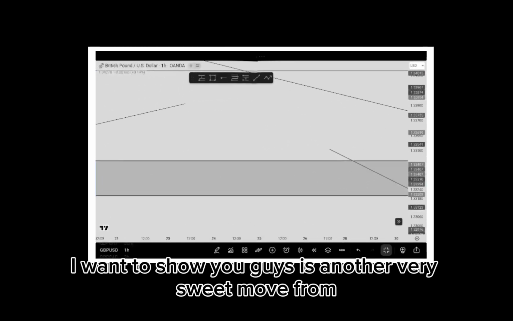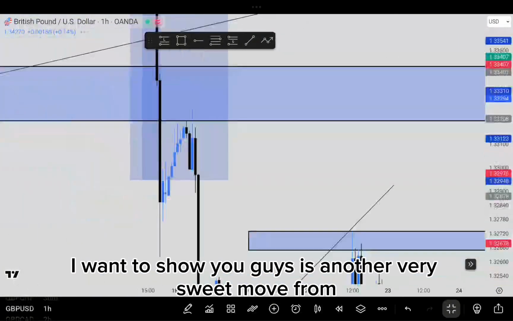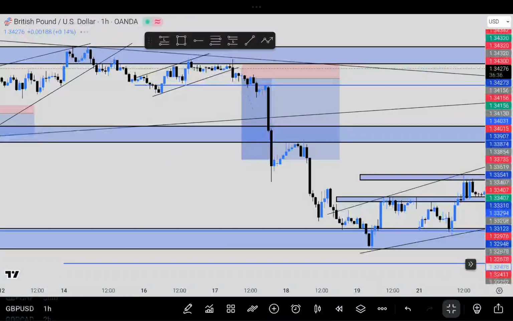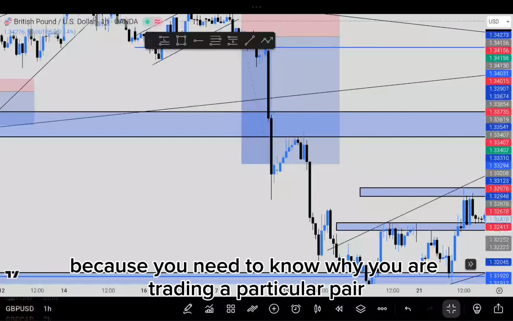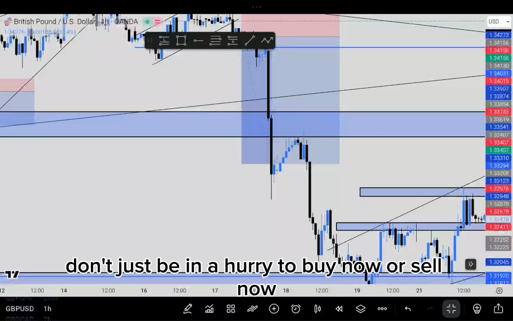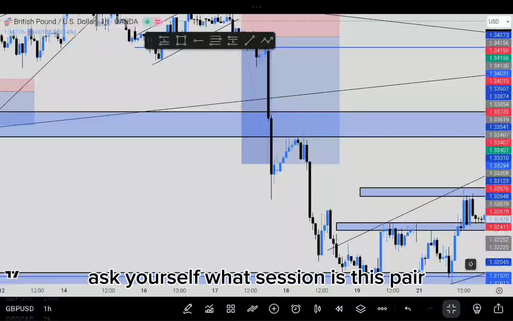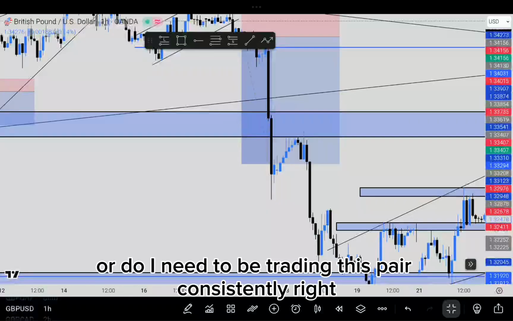Another one I want to show you guys is another very sweet move from taking advantage of London session, because you need to know why you are trading a particular pair. Don't just be in a hurry to buy now or sell now. Ask yourself, what session is this pair for, or do I need to be trading this pair consistently, right?